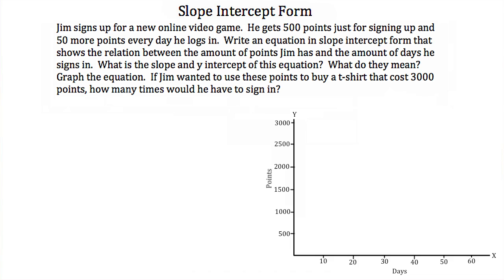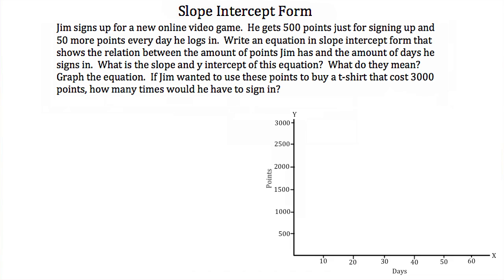Jim signs up for a new online video game. He gets 500 points just for signing up, and then 50 more points every day he logs in. Write an equation in slope-intercept form that shows the relation between the amount of points Jim has and the amount of days he signs in. What is the slope and y-intercept of this equation? What do they mean? Then graph the equation. Now if Jim wanted to use these points to buy a t-shirt that costs 3,000 points, how many times would he have to sign in?